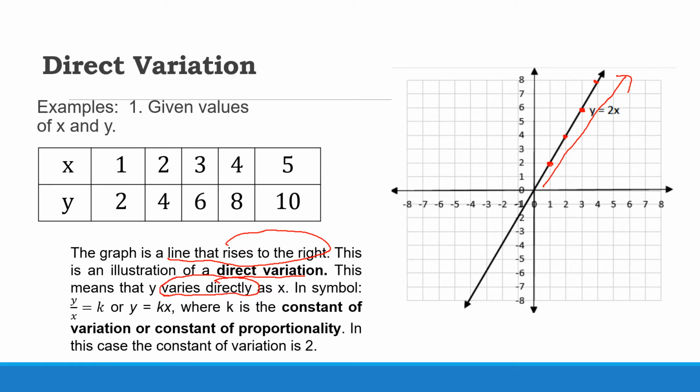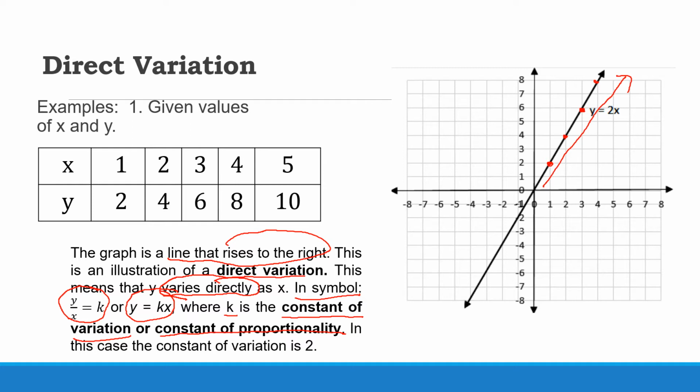Kasi yan yung sign natin kung ano yung formula na gagamitin natin for a given values or a set of values. So in symbols, we have here y over x equals k, or y equals kx, where k is what we call the constant of variation or constant of proportionality. In this case, the constant of variation is 2.